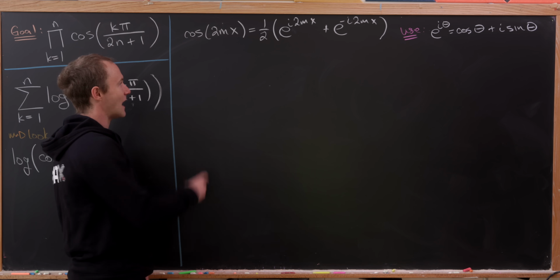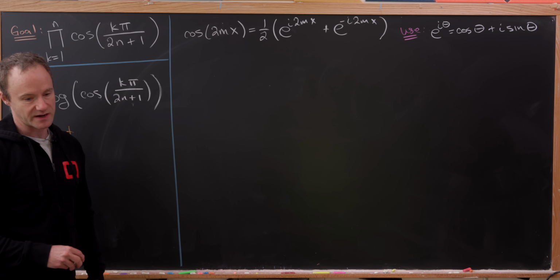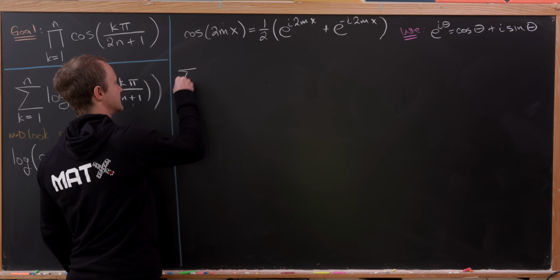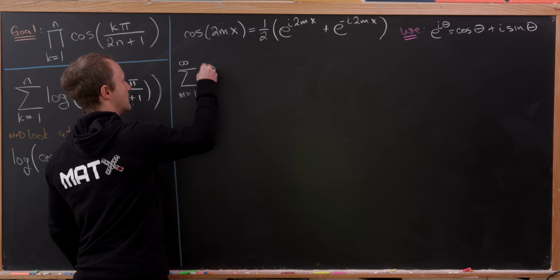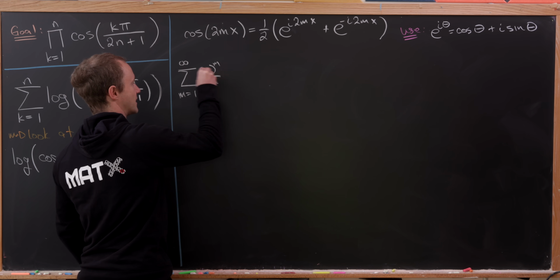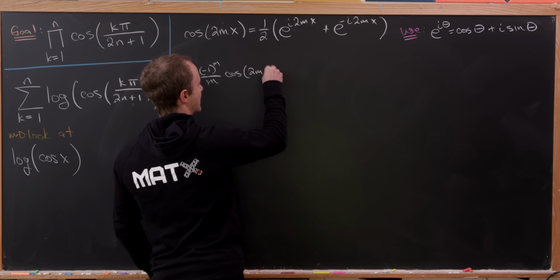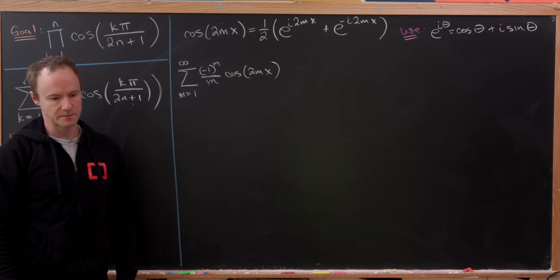Okay. So now we're going to take an infinite sum of what we have right here. Well, not exactly, but an infinite sum built out of these parts. So let's look at the sum as m goes from 1 to infinity of minus 1 to the m over m times this cosine of 2mx. And well, what's our motivation here?